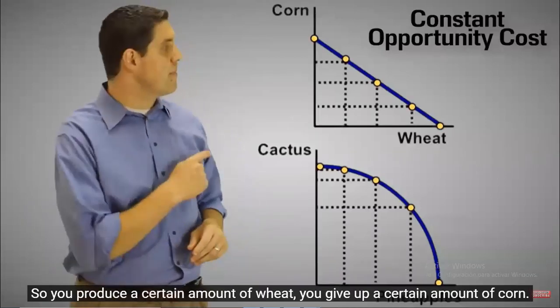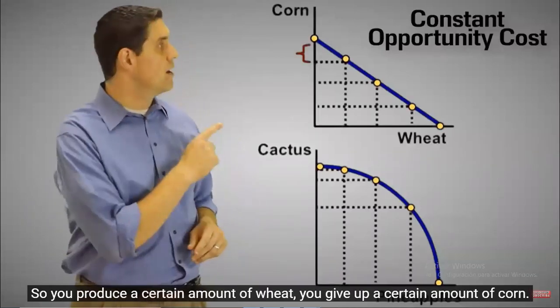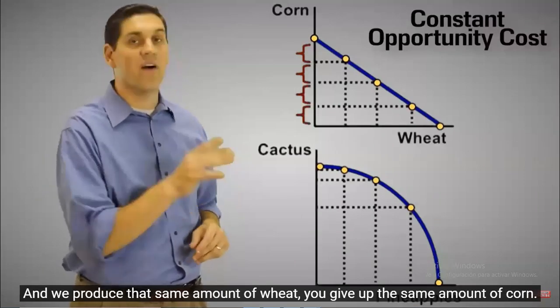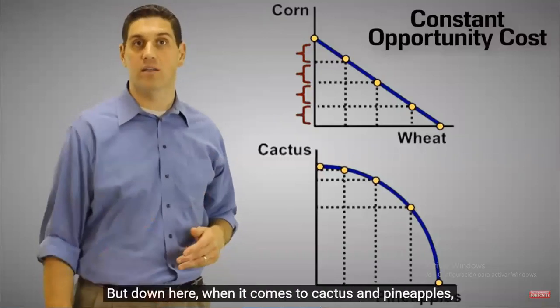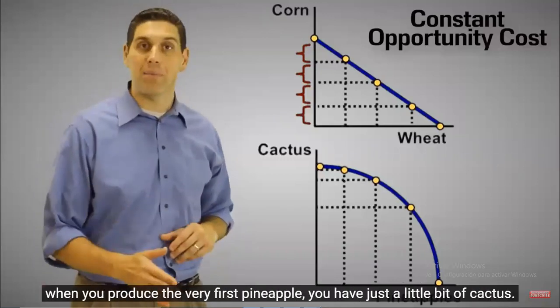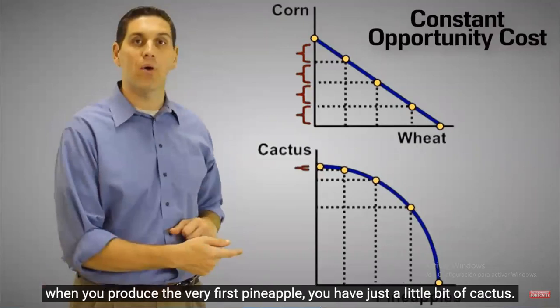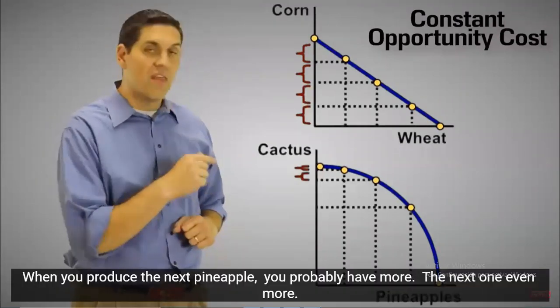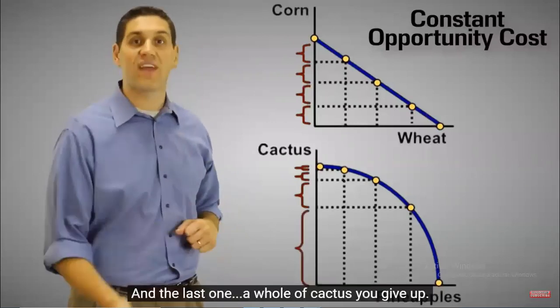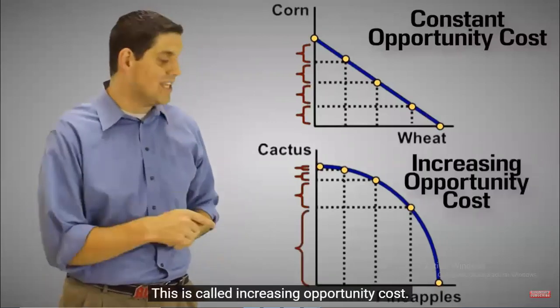So when you produce a certain amount of wheat, you give up a certain amount of corn. And when you produce that same amount of wheat, you give up the same amount of corn. That shows constant opportunity cost. But down here, with cactus and pineapples, when you produce the very first pineapple, you give up just a little bit of cactus. When you produce the next pineapple, you give up even more. The next one even more. And the last one, a whole lot of cactus you give up. This is called increasing opportunity cost.